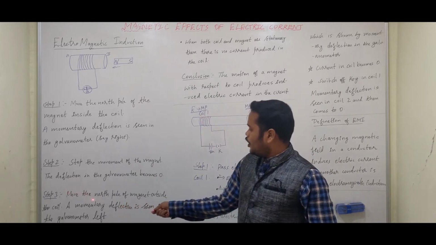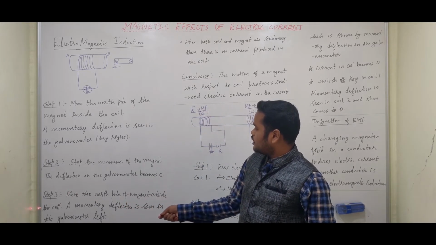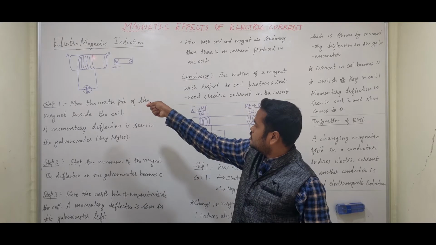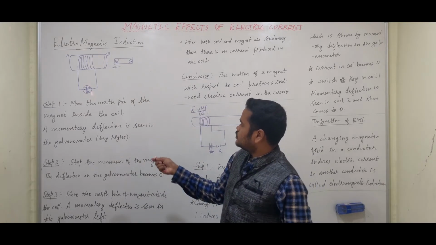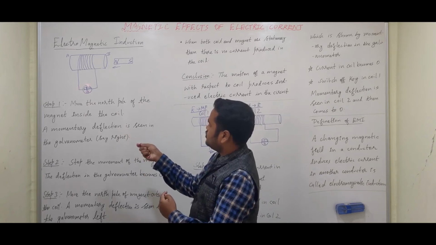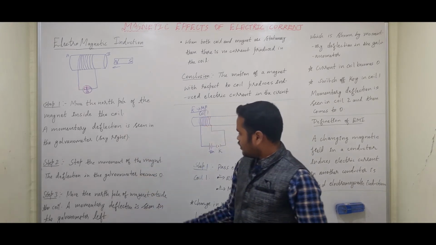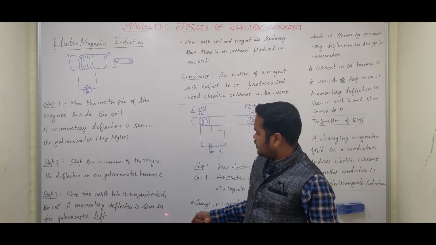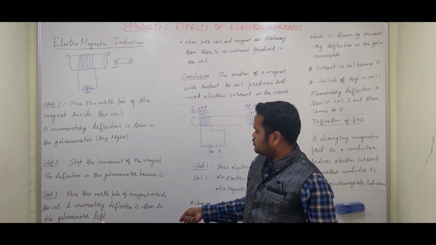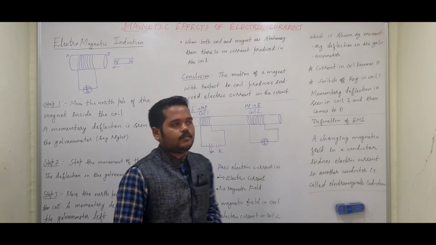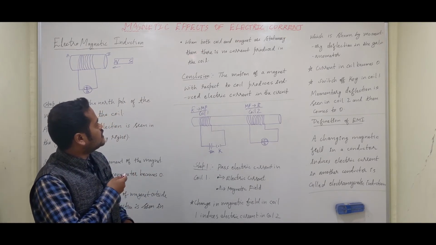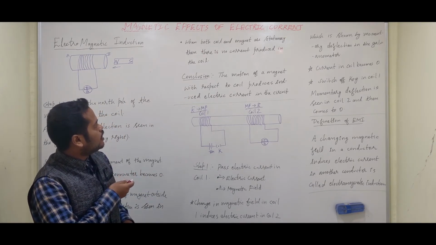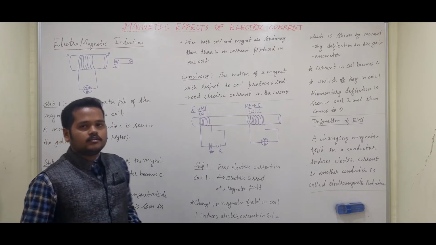Now, move the north pole of the magnet outside the coil. So you are moving the north pole of the magnet away from the coil. So there will be a deflection which will be seen towards the left. A momentary deflection is seen in the galvanometer towards the left. When both the coil and the magnet are stationary, then there is no current produced in the coil.